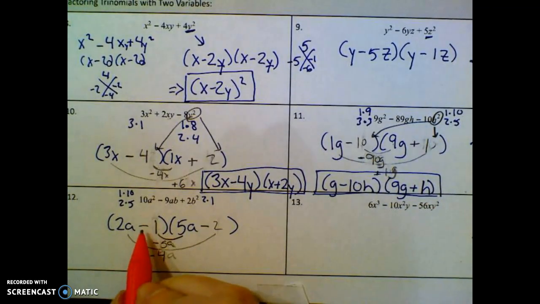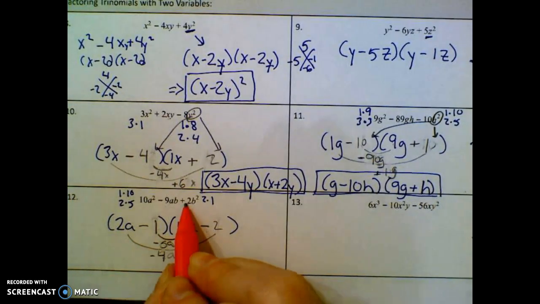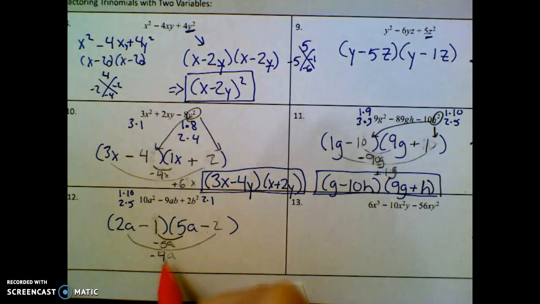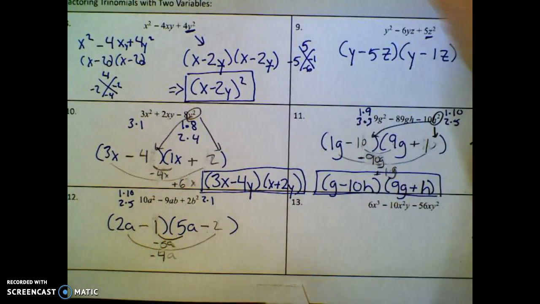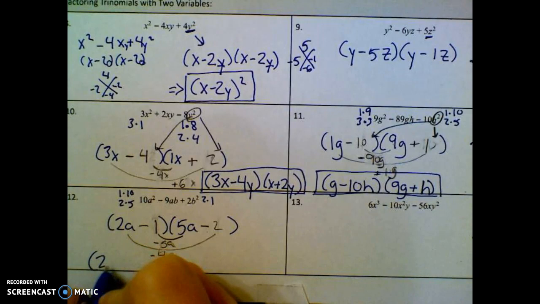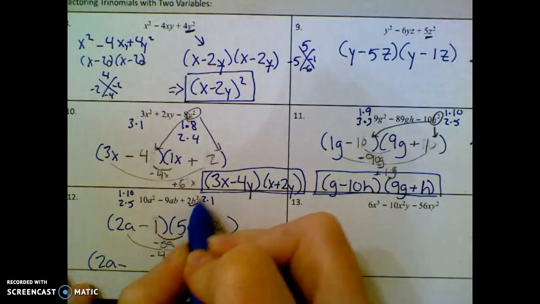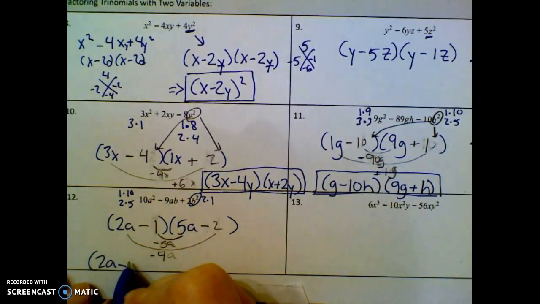Double check your sign. Is negative 1 times negative 2 positive 2? Yes, I've done the math correctly there. 2 times 5 is 10. So I'm going to write my answer, except I'm not going to forget to include my b. So minus 1b.